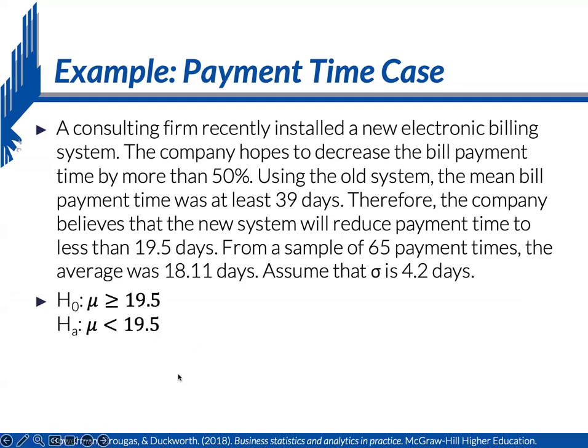So again, these are the two hypotheses that are involved in this case. So our null hypothesis or our status quo is that we believe that the average is greater than or equal to 19.5. And we will try to see if the average for the entire population can be said to be less than 19.5 days now in the new system.